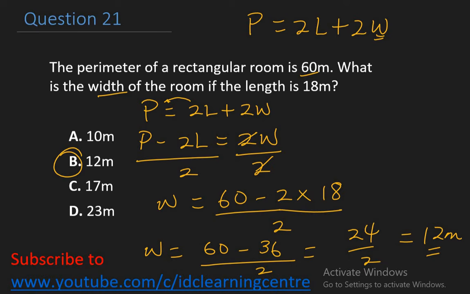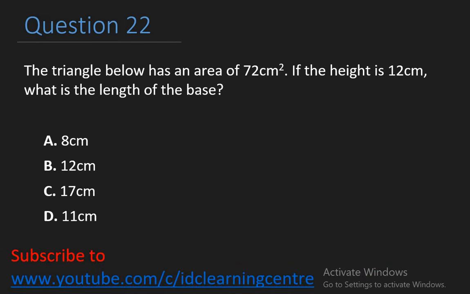Alright, let's go to question 22. Question 22 says the triangle below, okay, where the shape is not there. Let me create one. Let this be the triangle. If the area has already been given as 72 centimeters square and the height, maybe here, is 12 centimeters, what is the base? They want us to find the base.